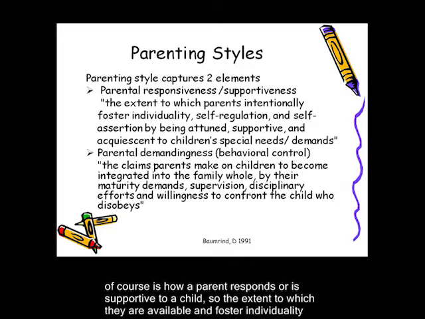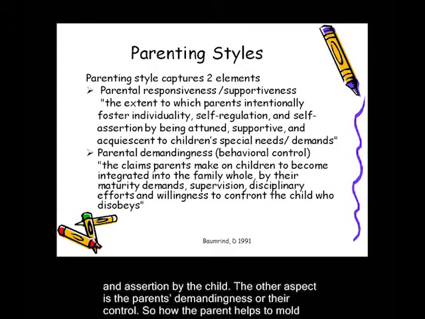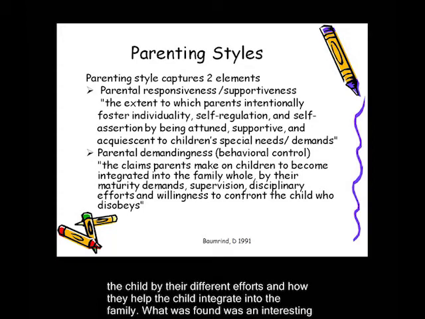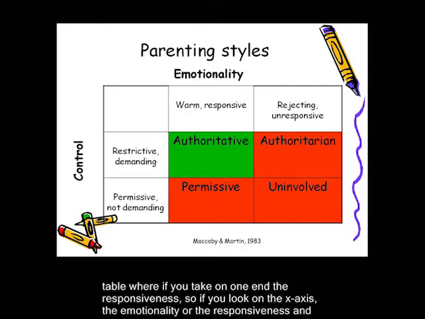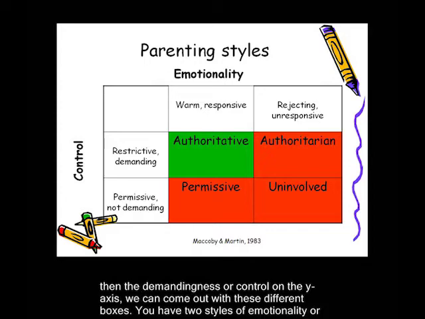One is, of course, how a parent responds or is supportive to a child. So the extent to which they're available, they foster individuality and assertion by the child. And then the other aspect is the parent's demandingness or the control. So how the parent helps to mold the child by their different efforts so that they help the child integrate into the family. And what was found is an interesting table where if you take on one end the responsiveness, so if you look on the x-axis the emotionality or the responsiveness, and then the demandingness or the control on the y-axis, we can come out with these different boxes.